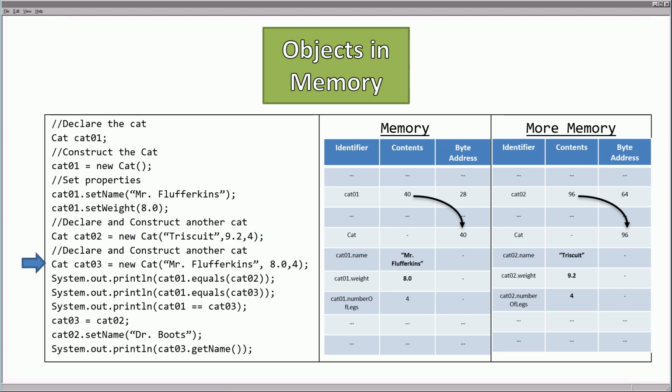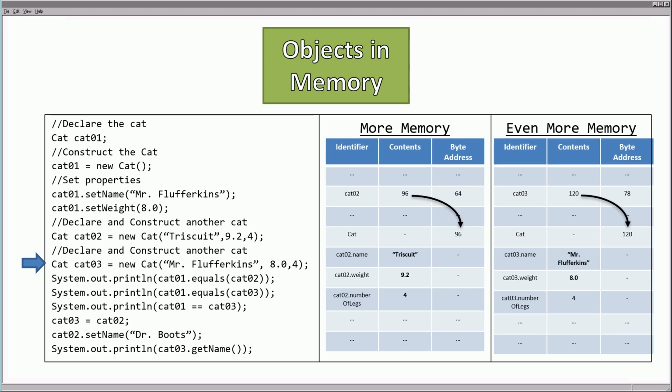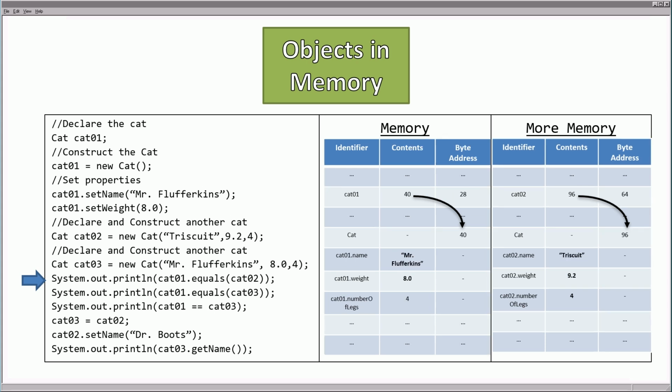Then we move on to cat3. Now notice we have memory and more memory, but we also need even more memory. Now cat03 does the exact same thing, but let's say that its memory address is 120, its name is Mr. Flufferkins, weight is 8, and number of legs is 4. So now, if we look at the first two cats, cat1 and cat2, if we call dot equals, it's going to compare the name, which is not equal, the weight that is not equal, number of legs, which is equal, but since the rest of the properties were not equal, it's going to return false.